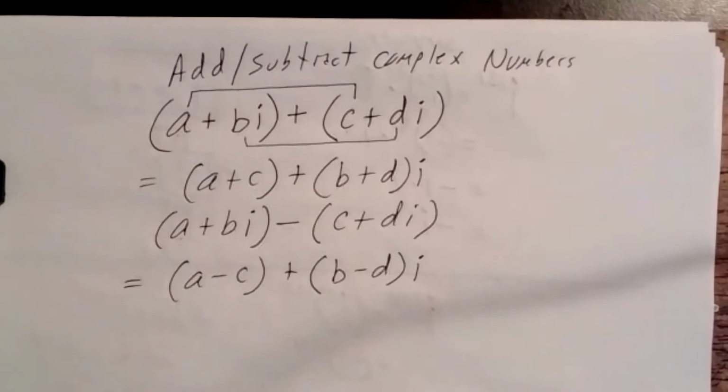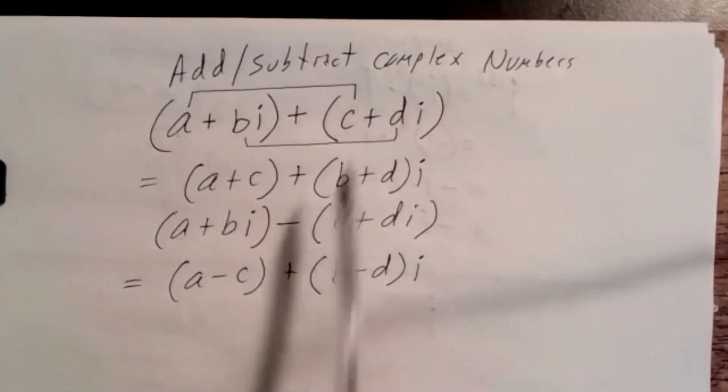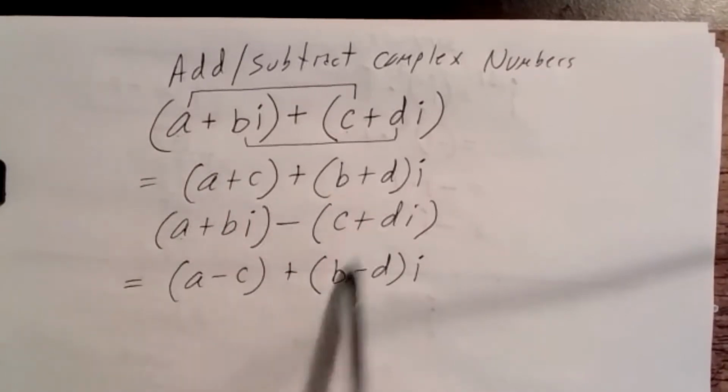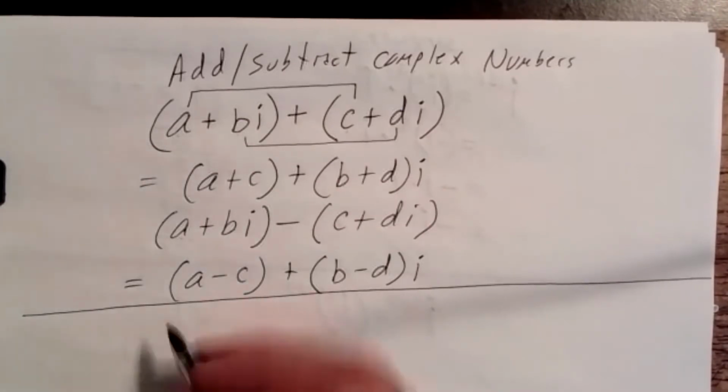So in a nutshell, ladies and gentlemen, this is instructing us how we would add or subtract complex numbers, okay? So just remember, you can only combine like parts, if you will. You can only combine the real parts and the imaginary parts. So don't try to add a real part to an imaginary part. Can't do that.